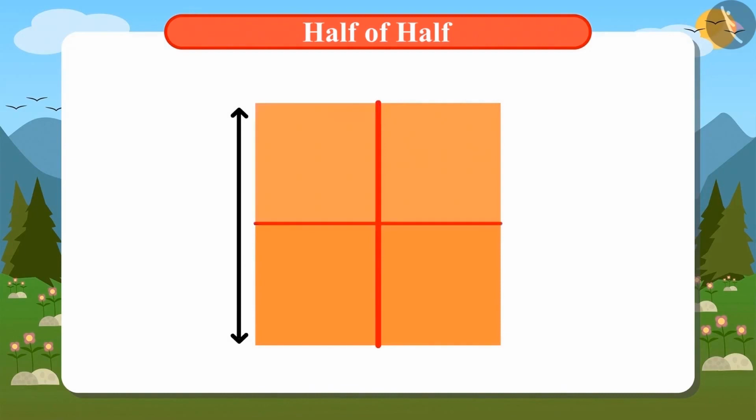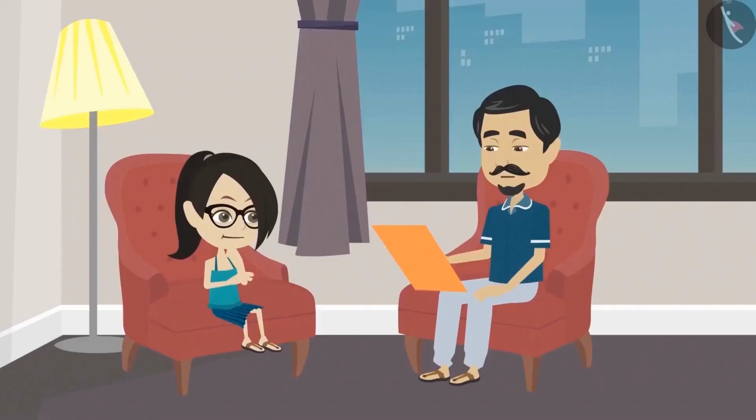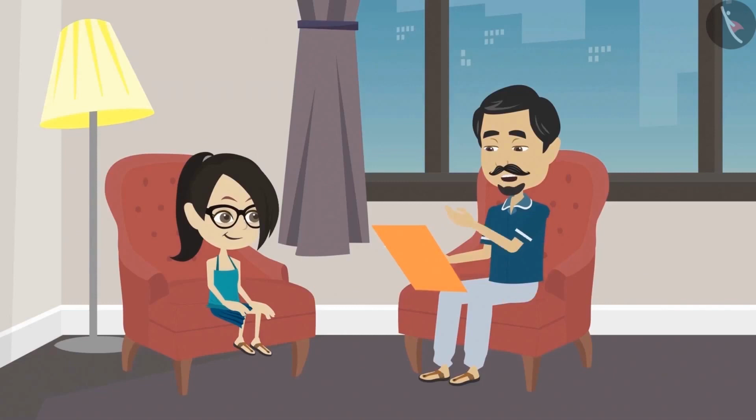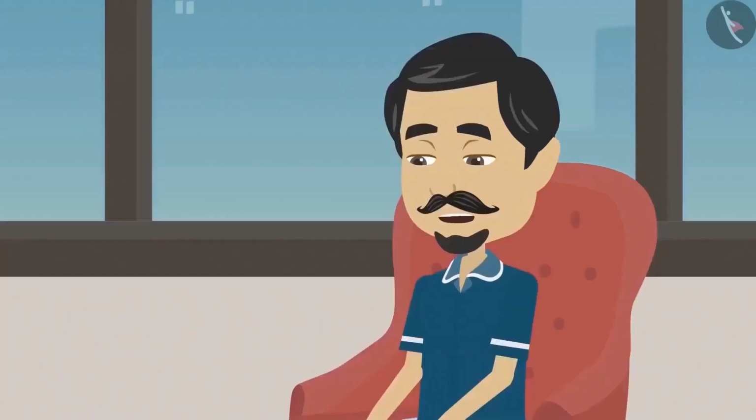Now Vandana, tell me if this part is 1/4 or not. This is also half of half. So this is also a 1/4 part. That means this field can be divided into four equal parts in two ways. No, Vandana, not only in two ways. This field can be divided into four equal parts in many ways.